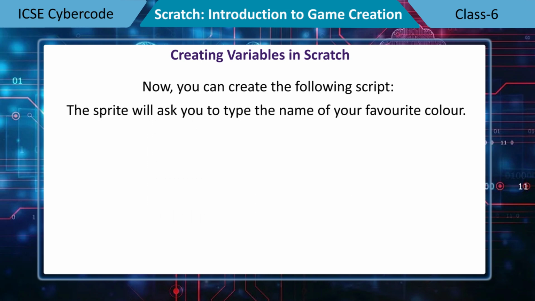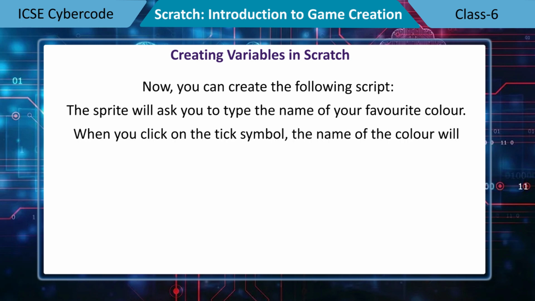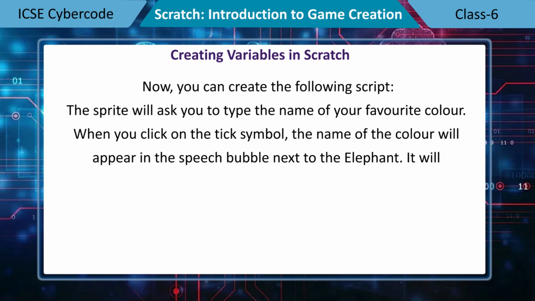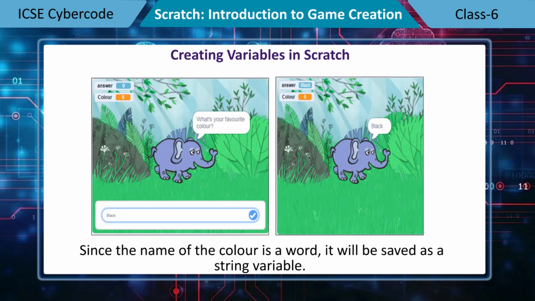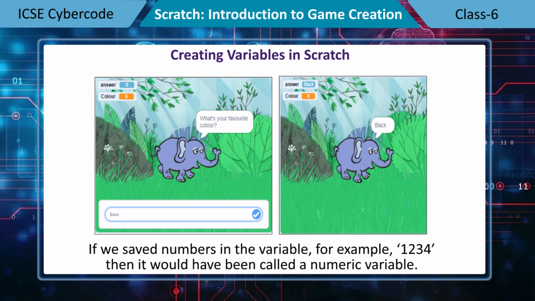The sprite will ask you to type the name of your favorite color. When you click on the tick symbol, the name of the color will appear in the speech bubble next to the elephant. It will also appear in the answer on the stage area. Since the name of the color is a word, it will be saved as a string variable. If we saved numbers in the variable, for example, 1234, then it would have been called a numeric variable.